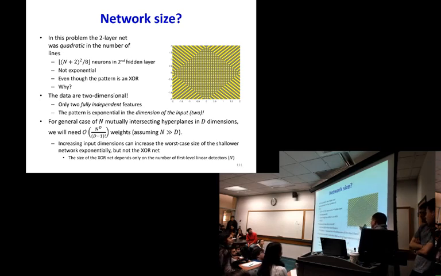Because each line is dependent on the next line, right? If I'm to the left of this line, I'm also to the left of this line, right? The individual patterns are not statistically independent. If they were in different dimensions, then the exponentiality would occur.